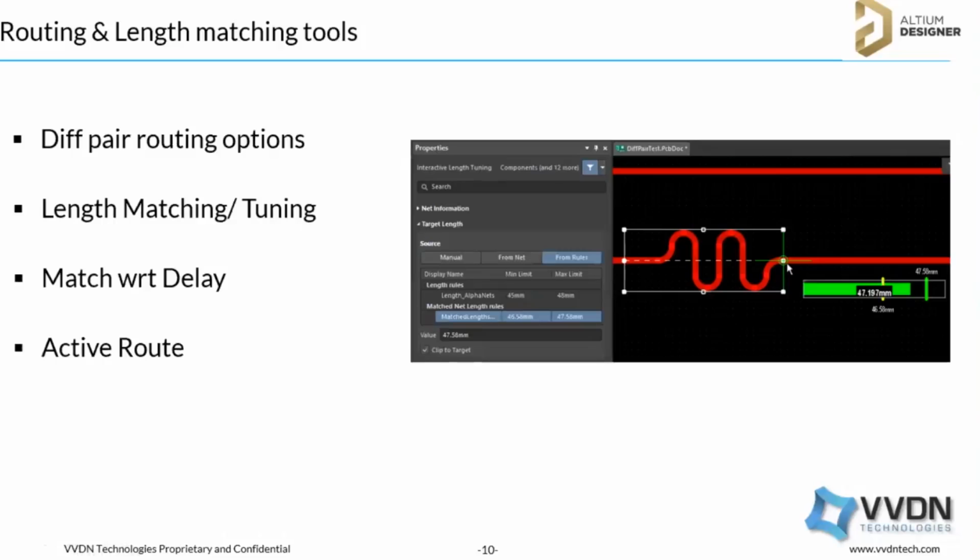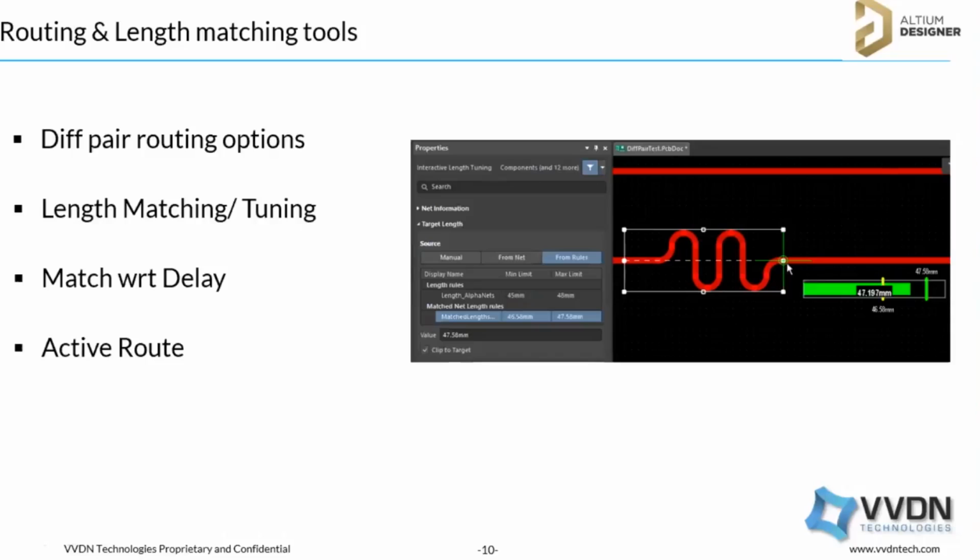So next, okay, rules I have defined, vias are defined, and I have defined the signals. Now I'm going to route and match the signals. I have to complete my routing. Altium provides tools for differential routing and length matching, right?